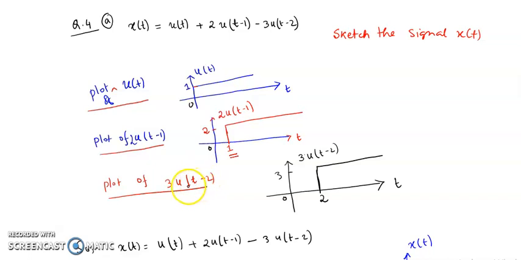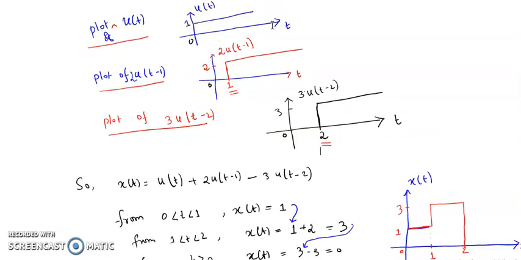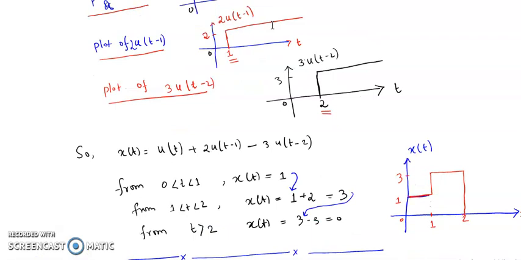Next u(t-2) is defined for t is equal to 2, and its magnitude usually for u(t-2) is 1, but since 3 is multiplied with it, it becomes 3. So for these three signal components we have to just find the sum of u(t) plus 2u(t-1) minus 3u(t-2). So this is the expression of the given signal x(t).